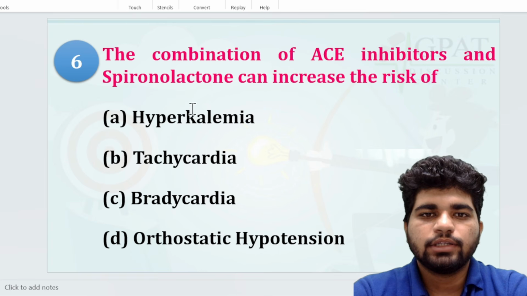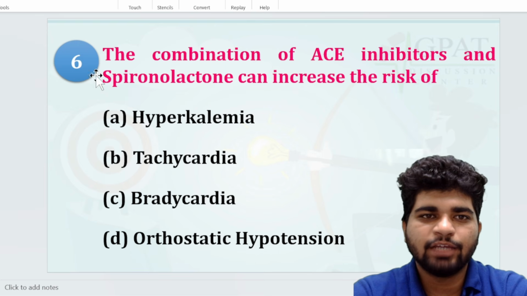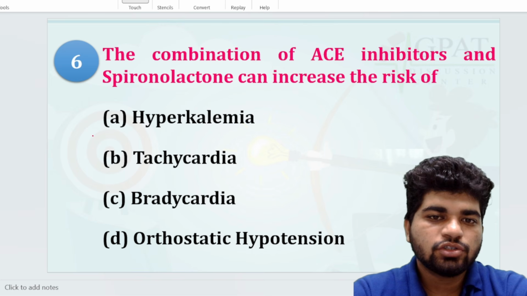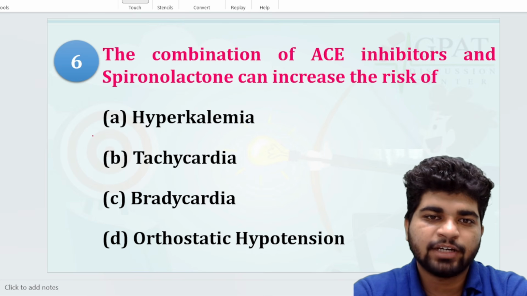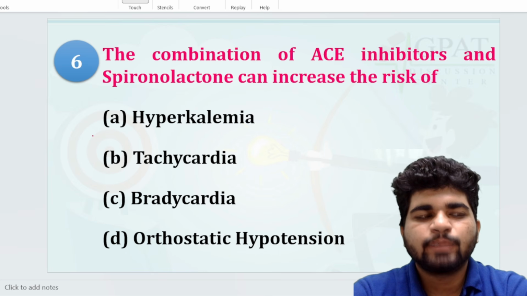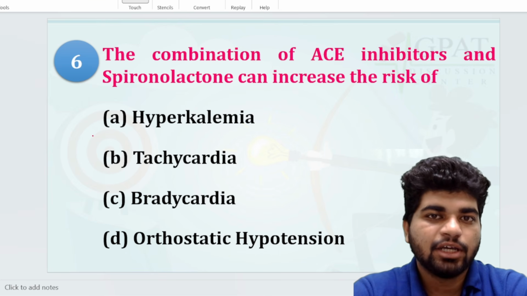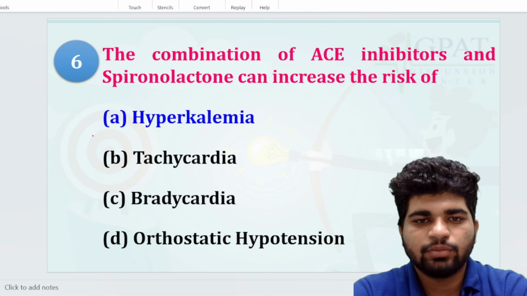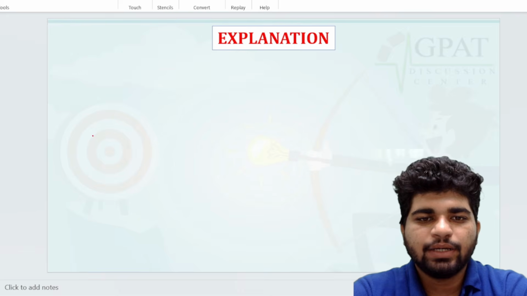Fine, so the combination of ACE inhibitor and spironolactone can increase the risk of what? Hyperkalemia, tachycardia, bradycardia, or orthostatic hypotension. See, ACE inhibitor is also considered to cause hyperkalemia, and spironolactone also causes hyperkalemia. Why? Because spironolactone is obviously known as a potassium sparing diuretic. Potassium sparing means you spare the potassium. So that's why hyperkalemia is going to take place. ACE inhibitor as well as spironolactone can cause hyperkalemia.